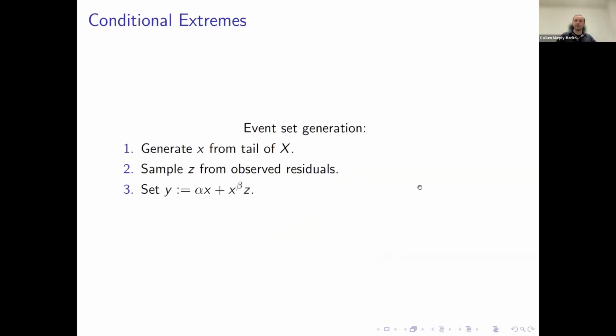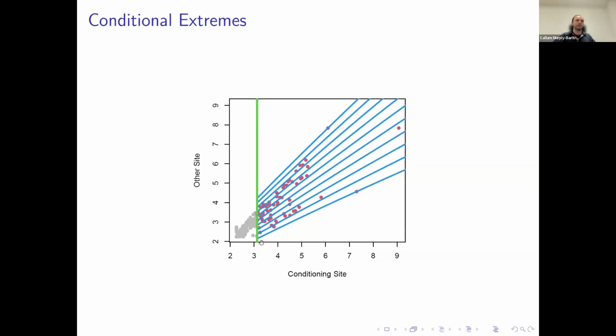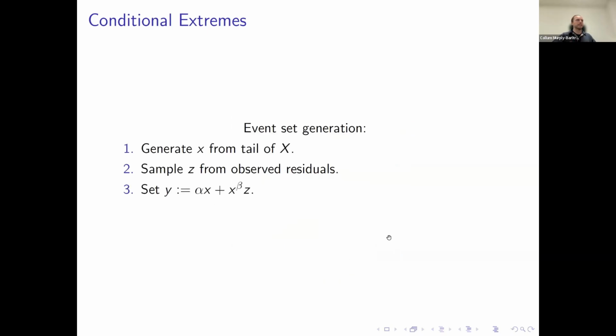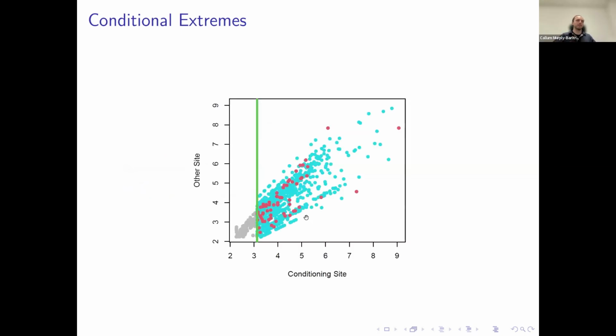The process for simulating is very simple. You generate an x value from the tail of x, so some value within this region here. You sample z from the observed residuals, so you have your computed residual process and you sample randomly from that. And you set y, the non-conditioning variable, equal to alpha x plus x to the beta times z. That gives you a picture like this. The red points are the original data. The cyan points are the ones I've simulated using the model. You can see they match up pretty well with the observed data. So it gives you a means of extrapolating into that joint tail from quite a simple idea and modeling framework.